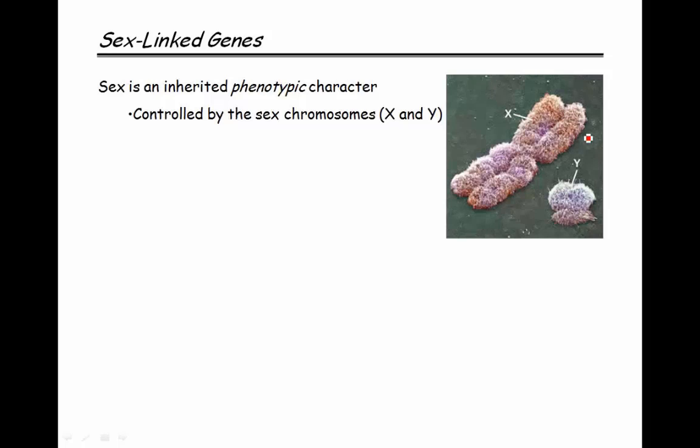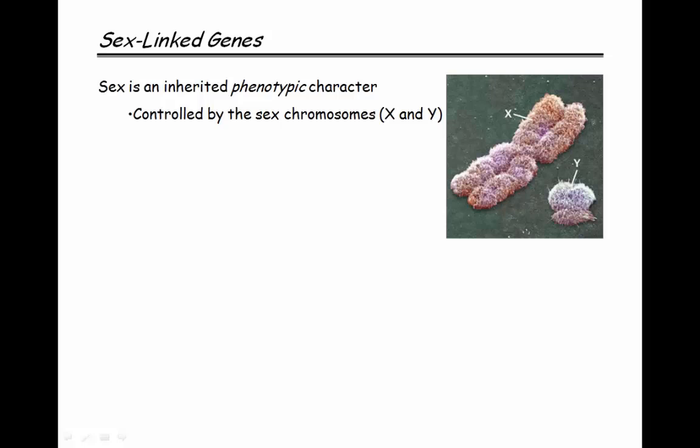Now, it is indeed controlled by the sex chromosome, so there is a genetic basis there. If you look in this picture here, this is a picture of the human X and Y chromosome. Notice that they look very different from each other, and these would not by any means be considered homologous to each other. When we talked about homologous chromosomes before, we said they needed to be the same size and shape, so they needed to look the same.